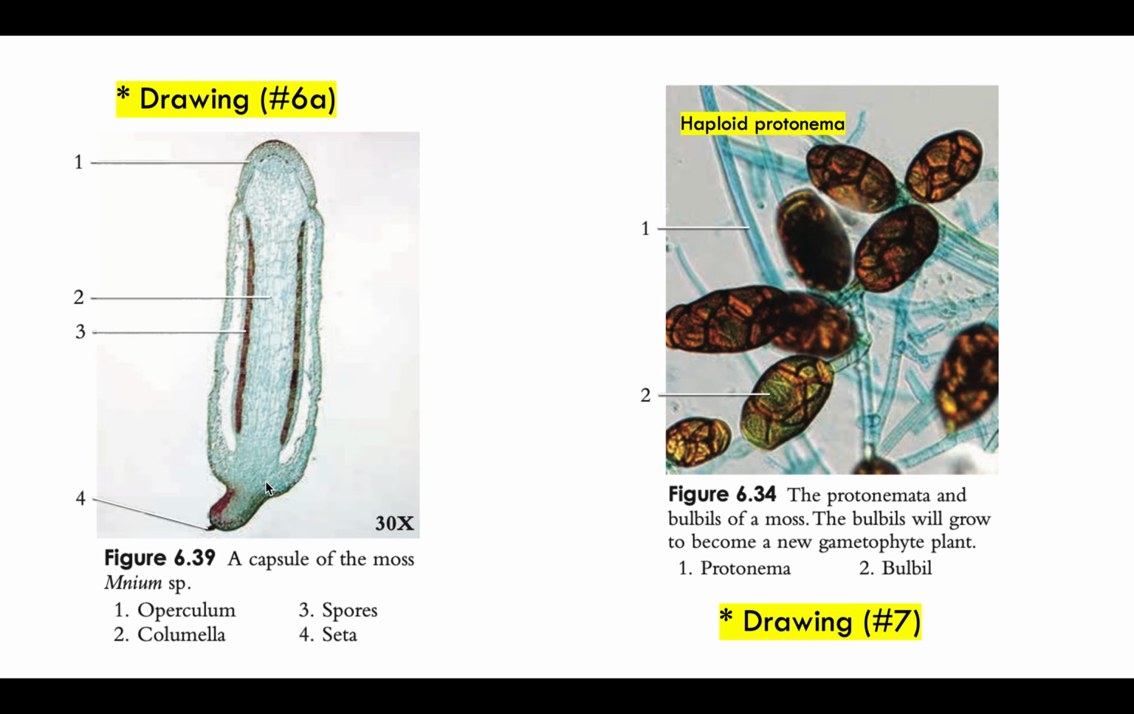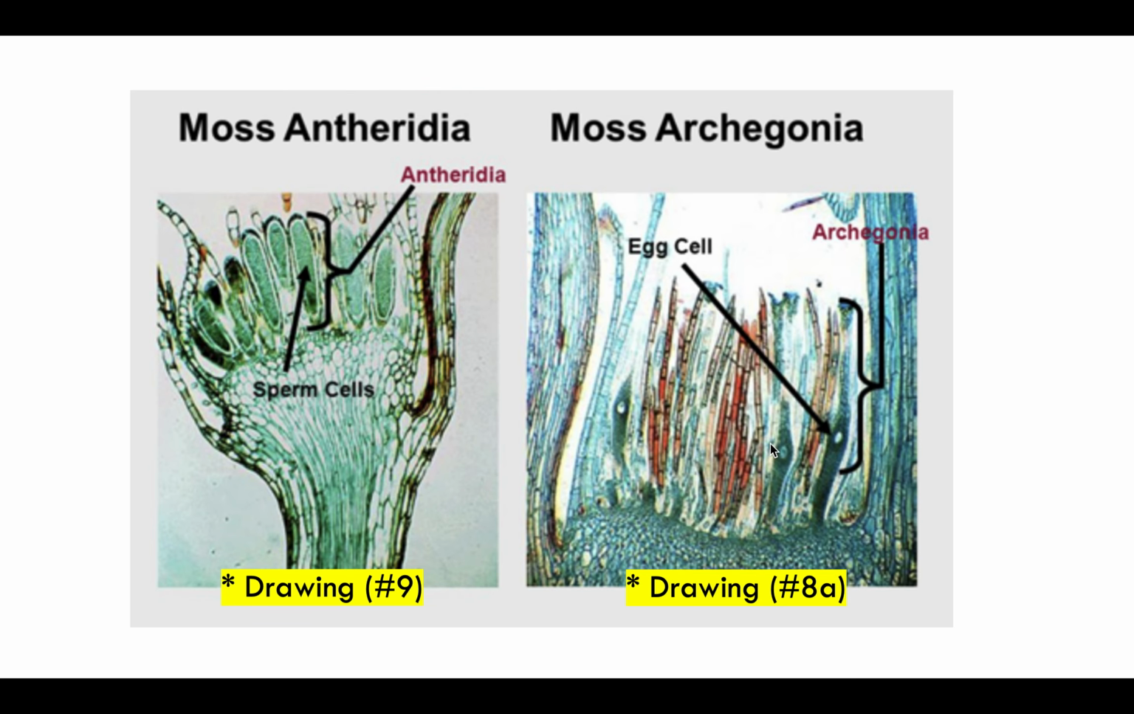You're also going to need to draw the capsule of a sporophyte of a moss. So inside of here, you would have spores inside of this capsule. Over here, you have these little babies of the moss, right? So the spores are growing into a gametophyte after a while, but this is just kind of the starting point right when the spores are germinating. And again, you're going to need to draw those structures.